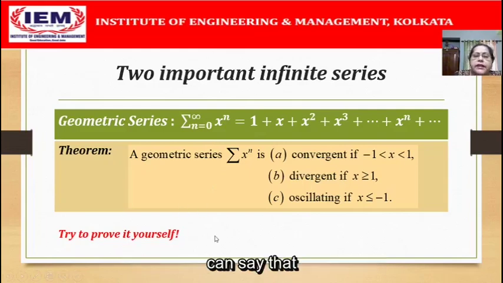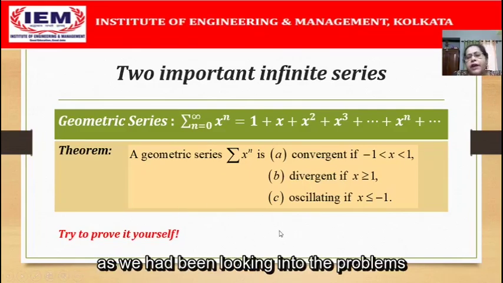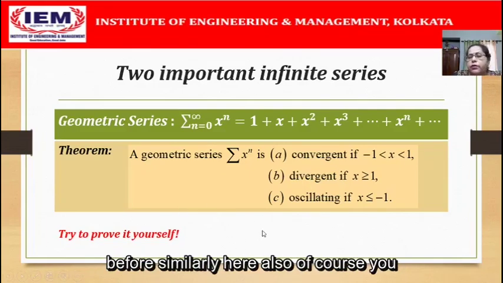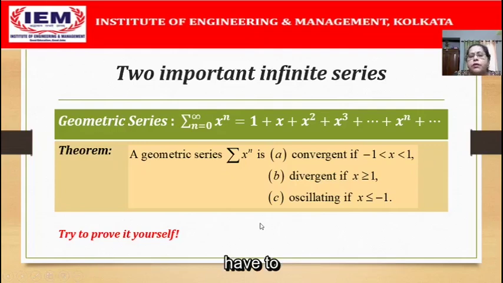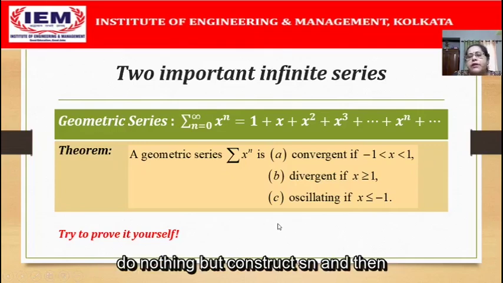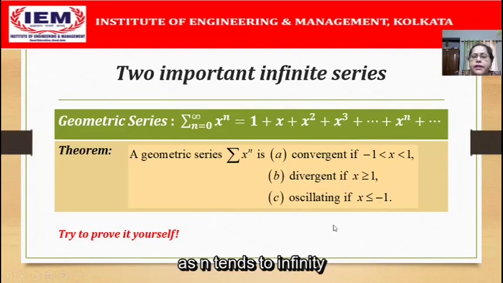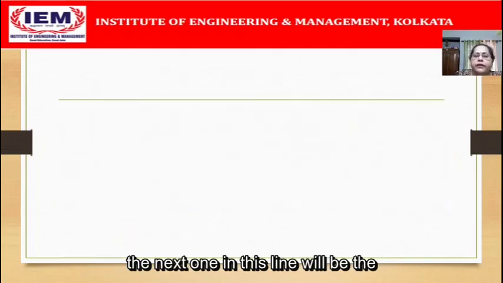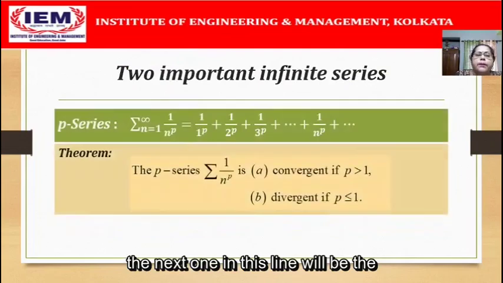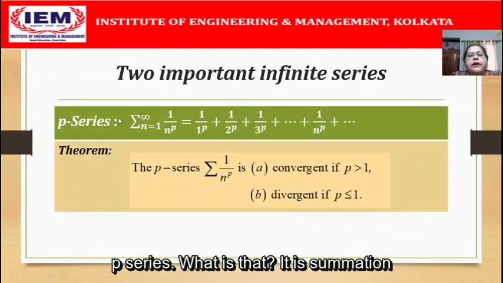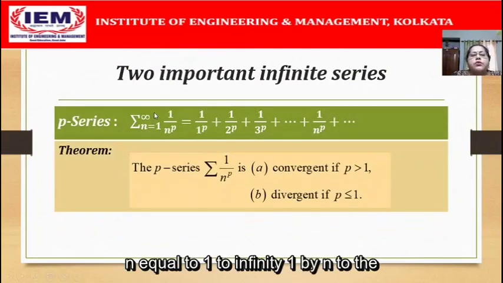And as a hint, I can say that as we had been looking into the problems before, similarly here also, of course, you have to do nothing but construct Sn and then try to prove this by taking limit of Sn as n tends to infinity. The next one in this line will be the P series. What is that? It is summation n equal to 1 to infinity 1 by n to the power p.